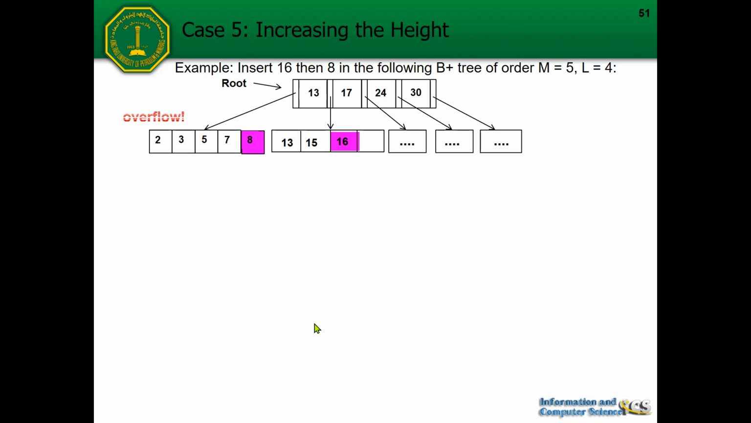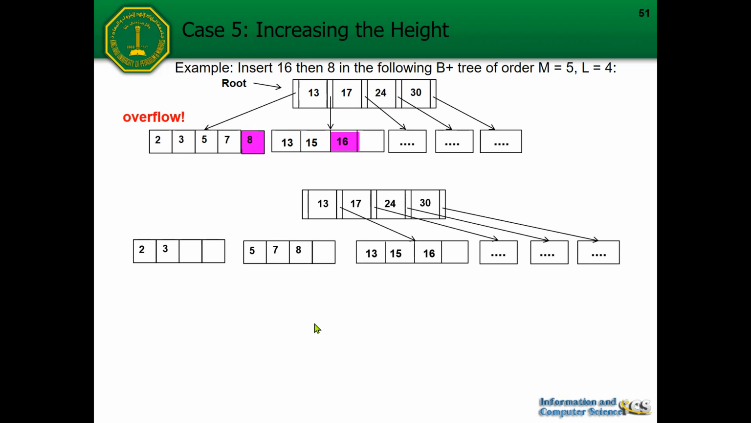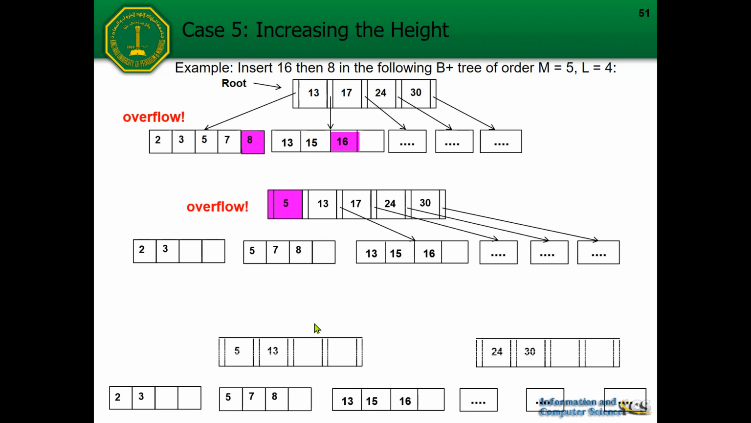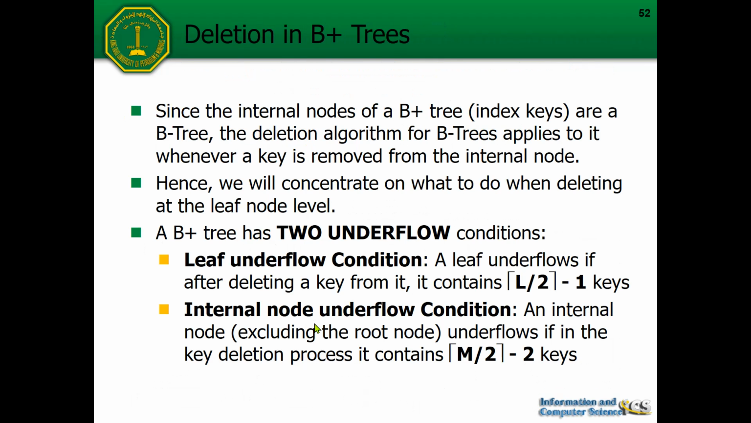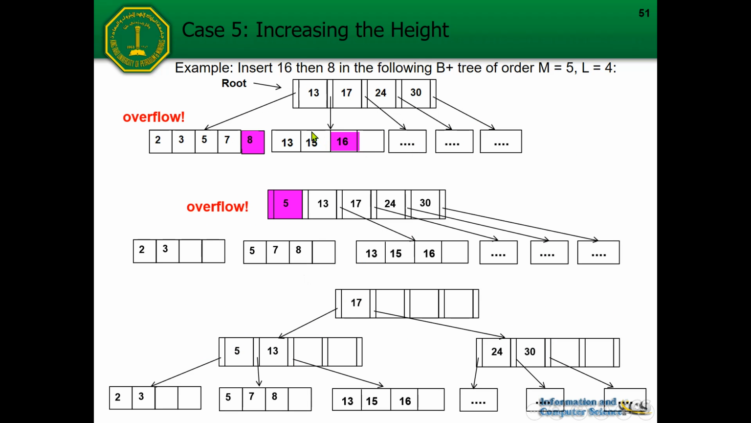Then, as the last example for the insert operation, we have this example. In this example, we insert two keys, 16 and 8, in the B plus tree with order M is 5 and L is 4. When we insert 16, we compare 16 with the keys in the root. 16 is bigger than 13, so we go here, but 16 is less than 17. That's why we go here, then we insert 16.